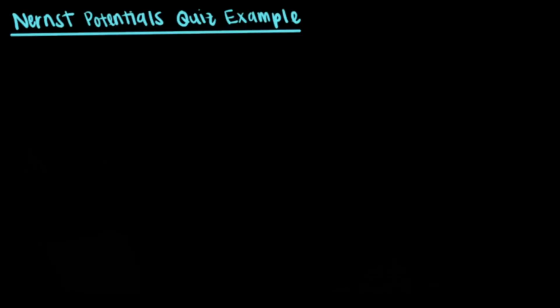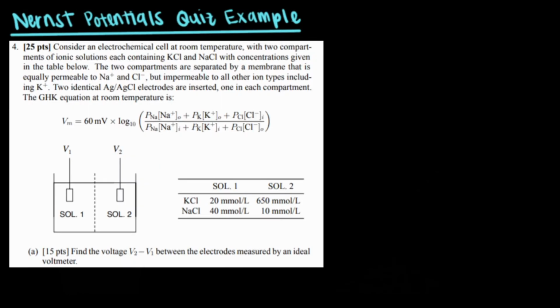Hey all, here we will cover a quick quiz example of Nernst potentials covered in 2020. The question is as follows. When comparing two compartments, each containing KCl and NaCl, separated by a membrane permeable equally to Na+ and Cl- ions, but not to other ion types, find the voltage difference between the two electrodes as measured by an ideal voltmeter.